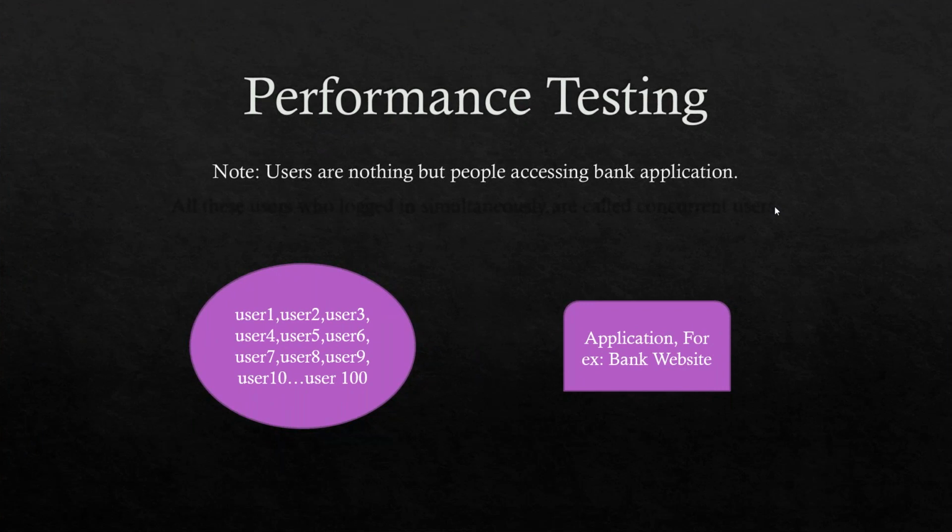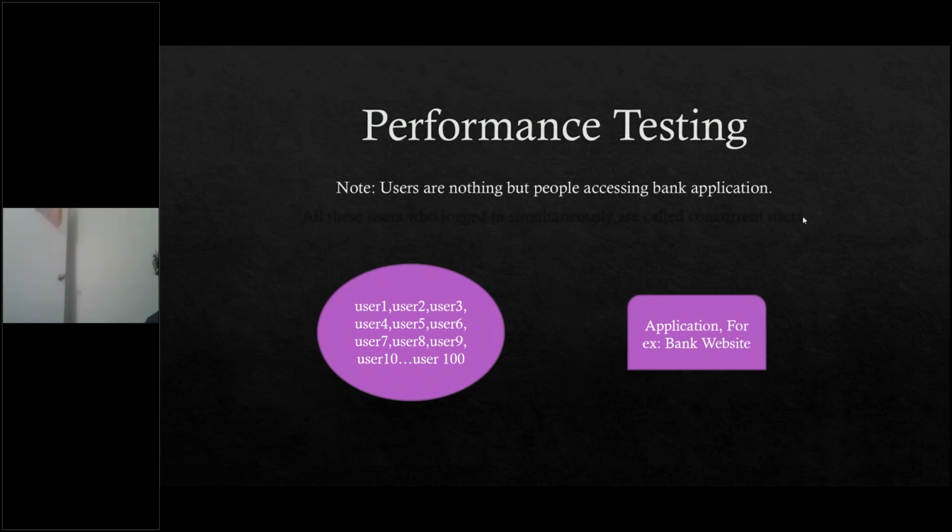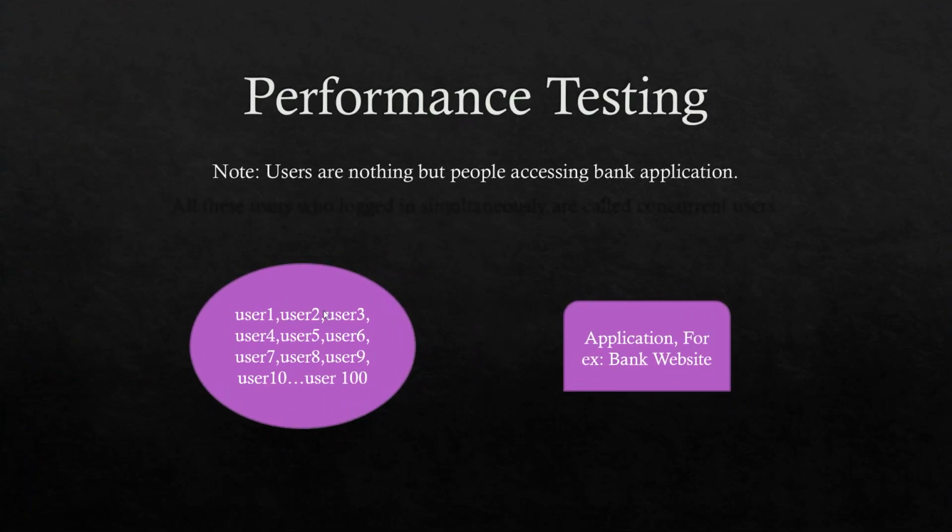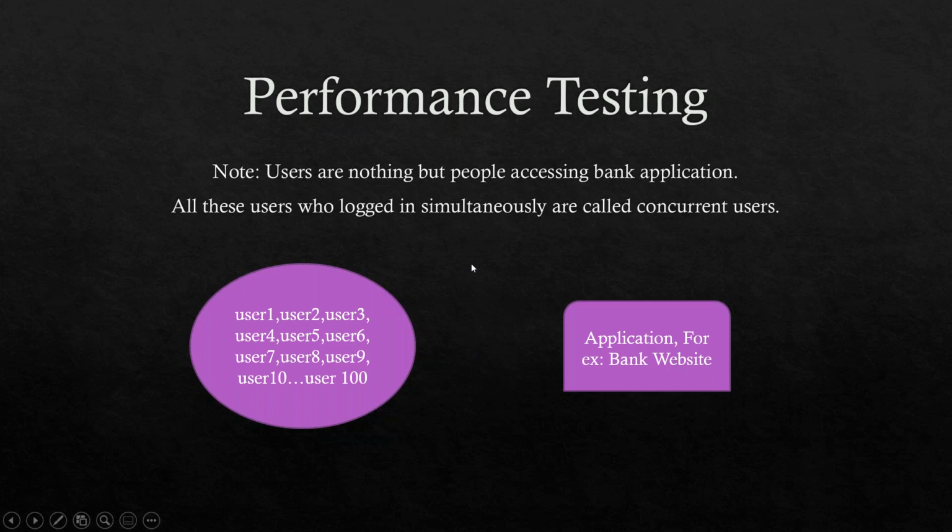So for example, what's the time now? The time is around 8:05, or let's assume 8 a.m. So at 8 a.m. today, these 100 users are accessing this particular bank website. All those users who logged in simultaneously are called concurrent users in performance testing terminology.